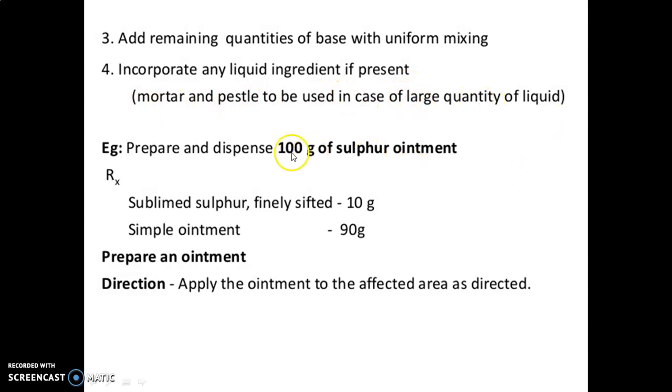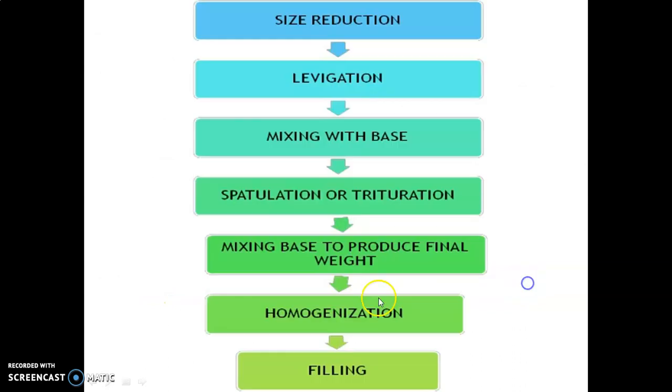Prepare and dispense 100 gram of sulfur ointment. Rx: sublimed sulfur, finely sifted, 10 gram; simple ointment 90 gram. Prepare an ointment. Direction: apply the ointment to the affected area as directed.